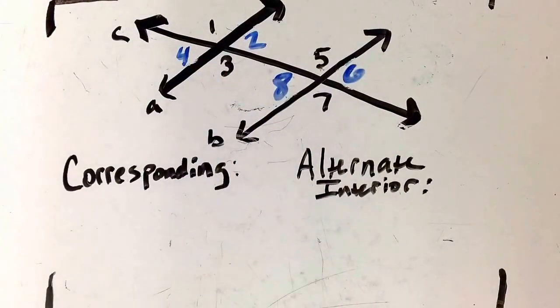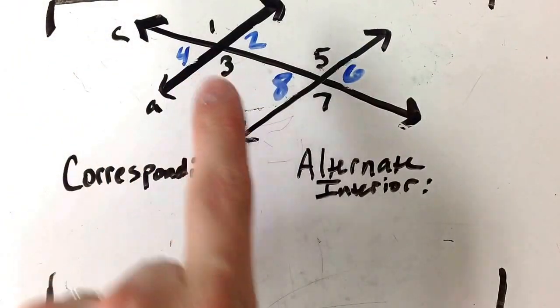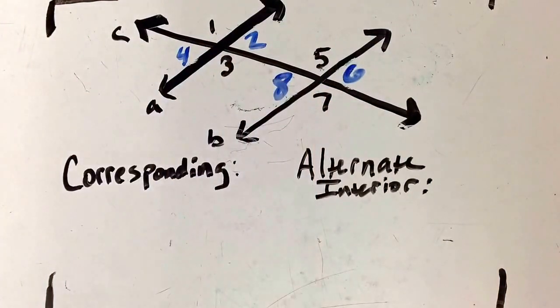In fact, we call that a transversal line, where C crosses two other lines at different points right here. So C crosses A here and B here, not at the same point, at different points. So C is our transversal line. When we're working with a transversal line, two other terms come into play: corresponding angles and alternate interior angles. So let's start with corresponding angles.